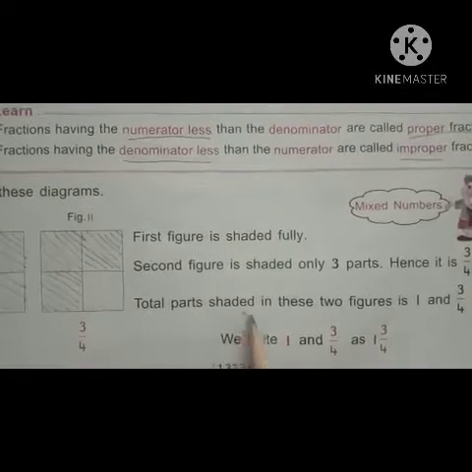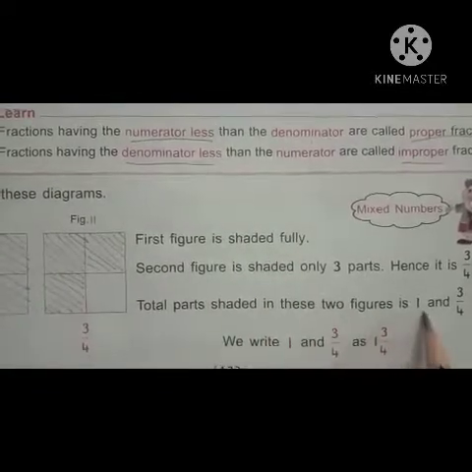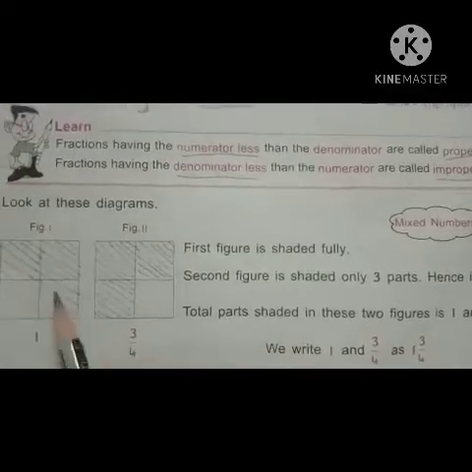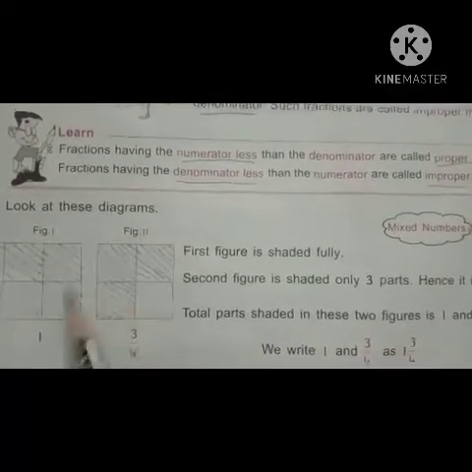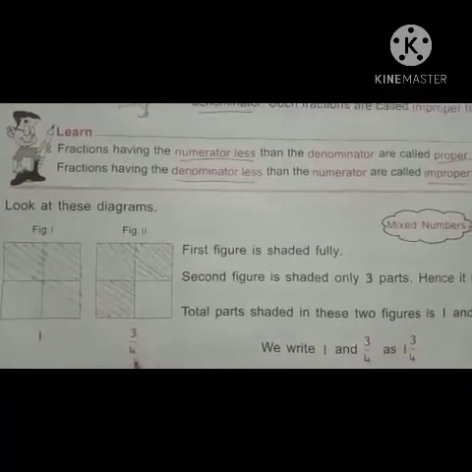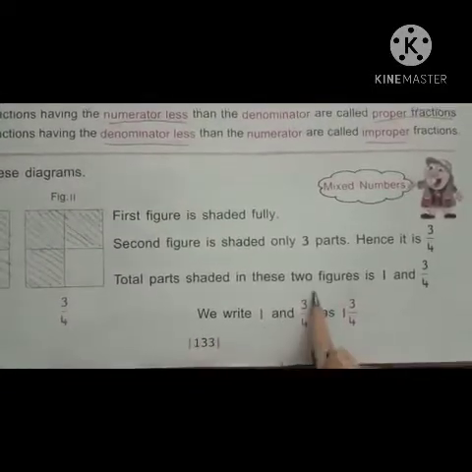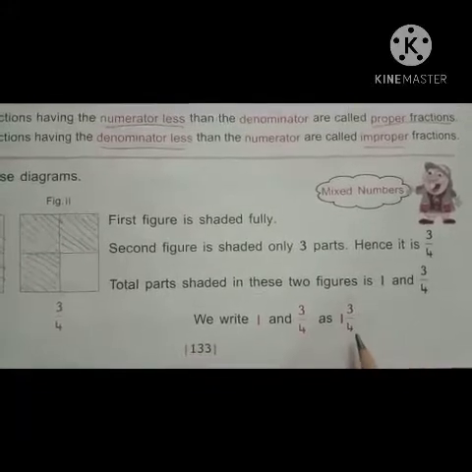Total parts shaded in these two figures is 1 and 3 by 4. How many parts are there in total in these two figures? Here is the 1 and here is the 3 by 4. 1 and 3 by 4. We write 1 and 3 by 4 as 1, 3 by 4.